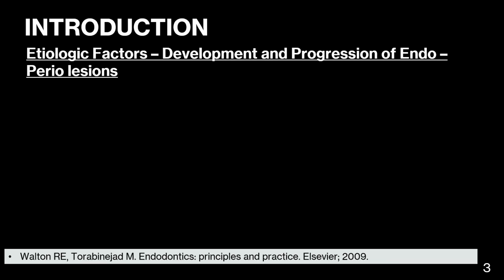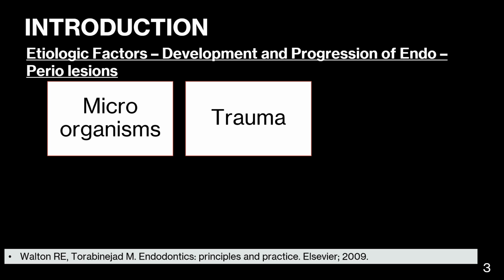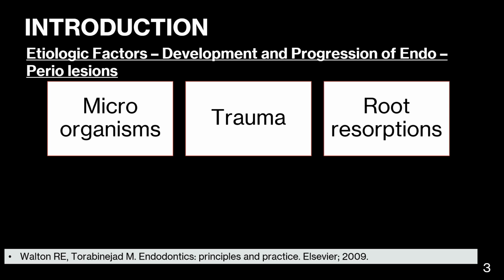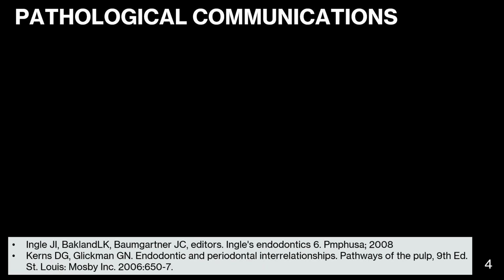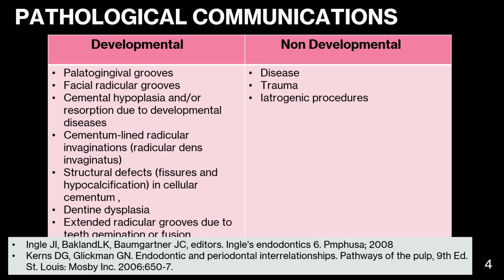Now, what are the etiological factors that contribute to the development and progression of endo-perio lesions? Microorganisms, trauma, root resorptions, perforations, and dental malformations are the various etiological factors that can lead to these lesions. There can also be pathological communications into which microorganisms can multiply and cause these lesions to develop and progress. Now, what are these pathological communications?